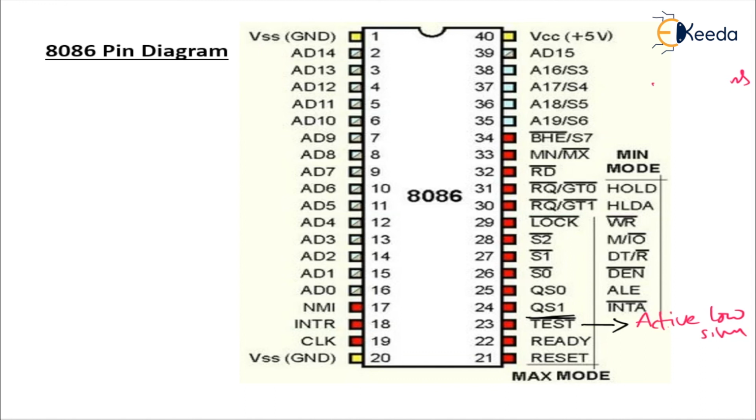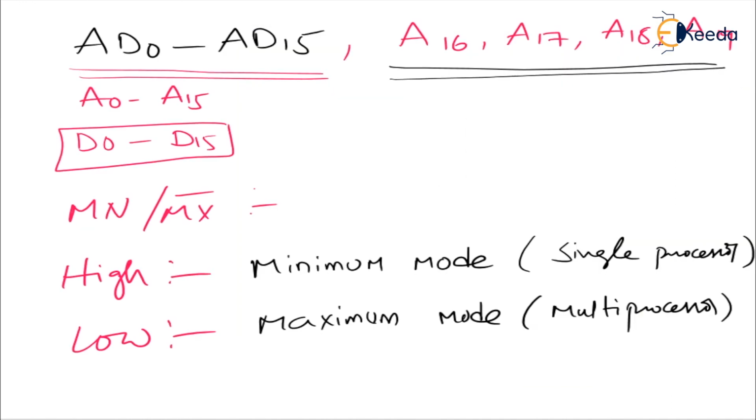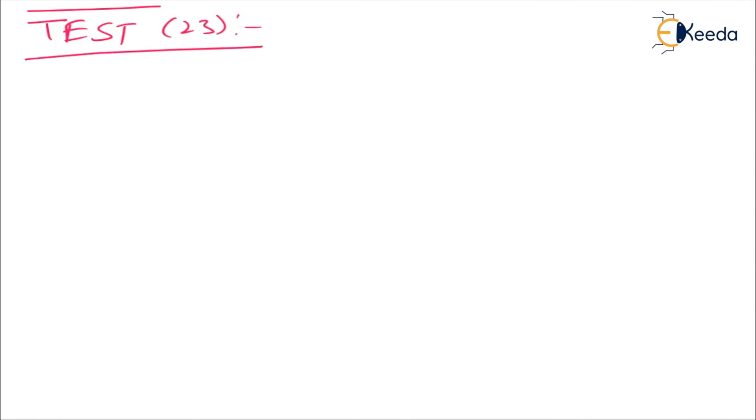Now, what is meant by the test signal? The signal is like a wait state. Remember, the signal is like a wait state. T-E-S-T, test bar. What is the pin number? Pin number 23. And this is an active low signal. It represents a wait state.